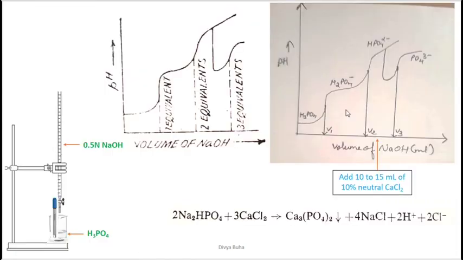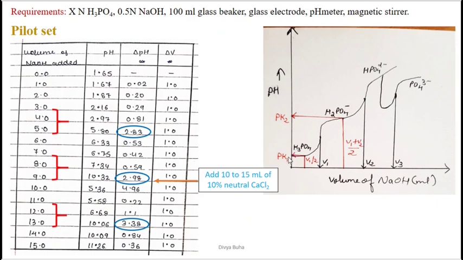So this graph is the same one, right? So initially the pH would be very less, as I told you, it is 1.65. Then you have to keep on adding the NaOH from the burette, and you have to find out the pH values at the interval of 1 ml of NaOH, right? And you have to find out the delta pH and delta V. Okay, delta V is the volume of the NaOH, I mean the difference in the volume of the NaOH which is being added. Now you can see that as you keep on adding the NaOH, the pH would gradually increase, and then you will be able to properly see the pH break.